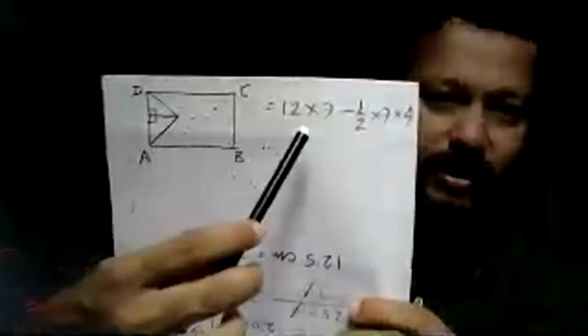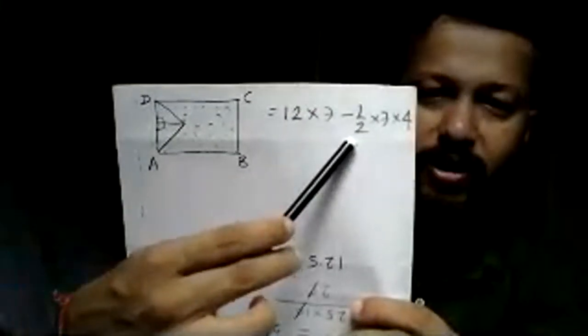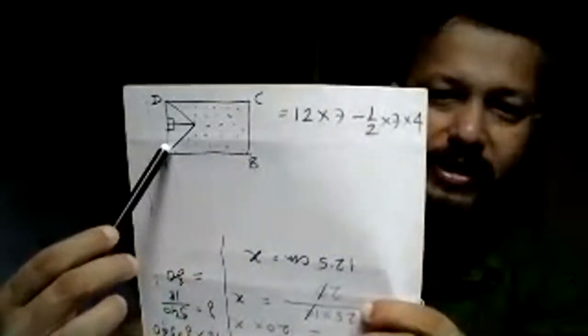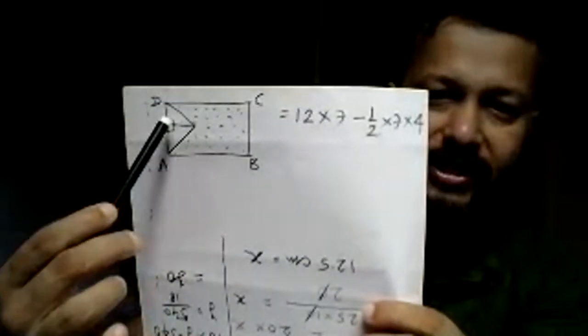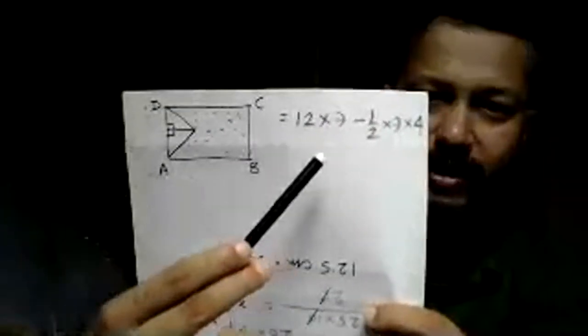What is the formula of area of the triangle? We have done it in the beginning of this exercise. Area of the triangle is half into base into height. Half into base, base is 7, into height, height is 4. Try to understand, all of you. This is the sum. Area of the rectangle, length into breadth. Area of the triangle, half into base into height. This is the base and this is the height. Now simple calculation will do.